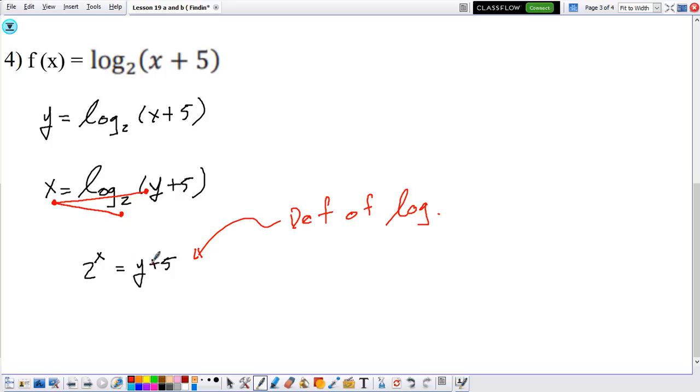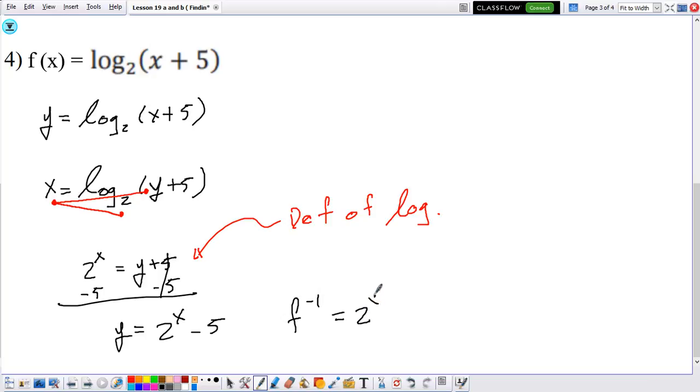So now that we have this, all we have to do is solve for y, which is pretty straightforward. Let's subtract the 5. So now we know that y is equal to 2 to the x minus 5. This is our final answer, but we have to use the correct notation, which becomes f⁻¹ equals 2^x minus 5. This is the inverse of the original function here.